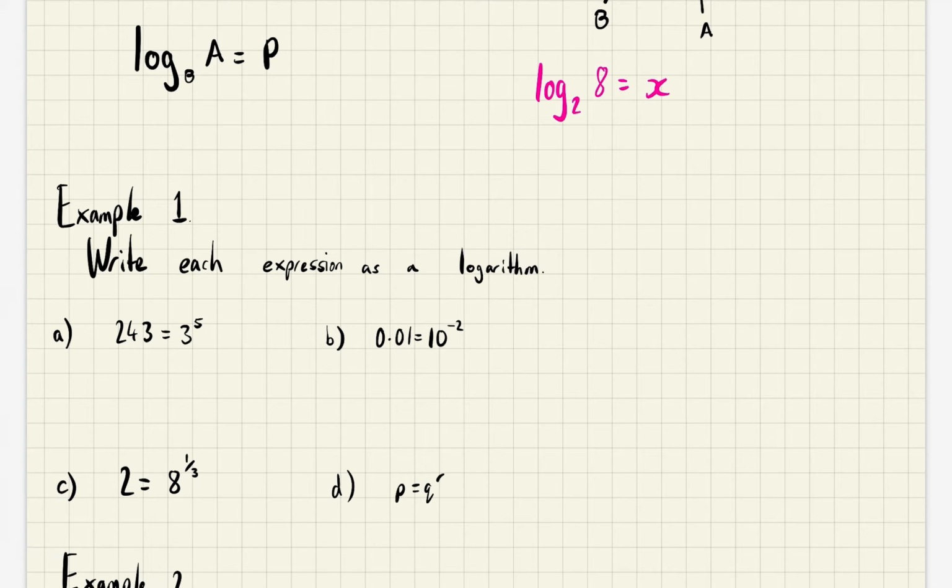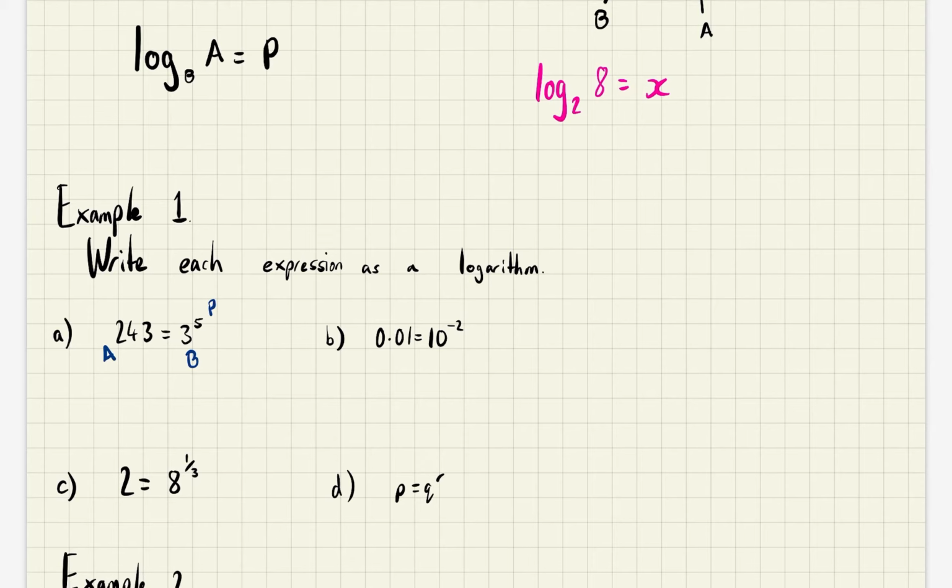For example 1, write each expression as a logarithm. So we're going to rearrange this so it looks like this. So first of all, I'm going to write down everything I know about, well, in this case, we'll start off with A. We know that 3 is our base, 5 is our power, and 243 is our answer.